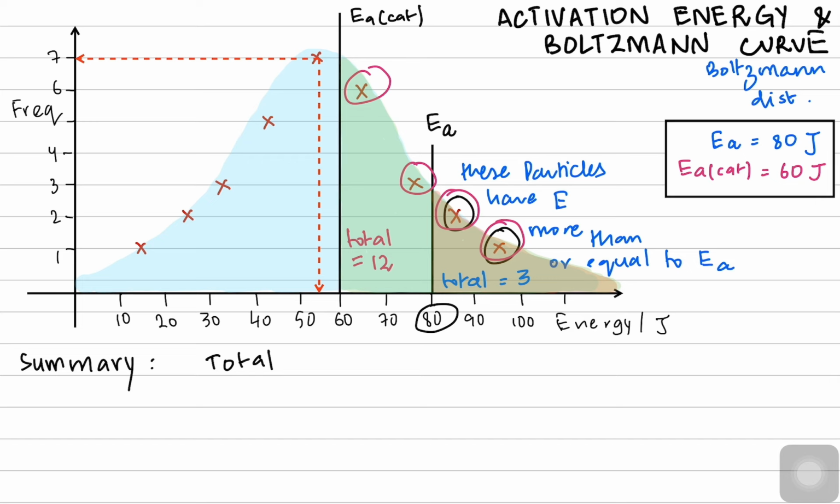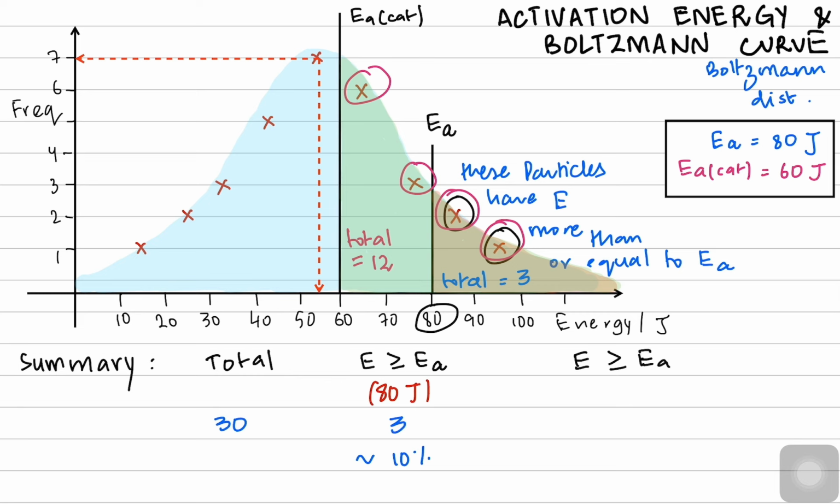To summarize, now we have a total of 30 particles. 15 were hydrogen, 15 were chlorine. How many particles had energy more than or equal to activation energy, like in normal conditions? So 80 joule was the activation energy requirement. Only 3 particles had energy equal to or more than activation energy, which is just 10%. So 90% were colliding but not reacting actually.